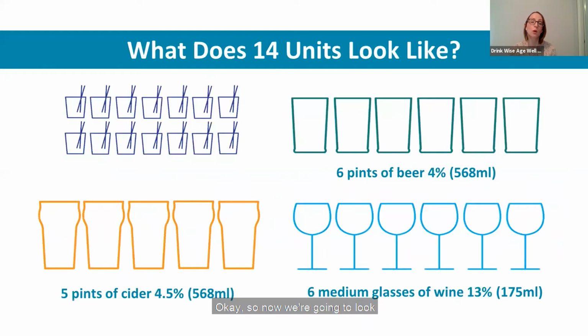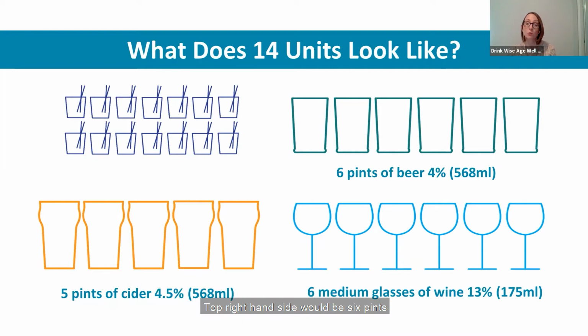Okay, so now we're going to look at what 14 units of alcohol looks like. So 14 units of a spirit at the top left-hand side would be 14 25ml standard pub measures of a spirit at 40%, and that would total 14 units a week.